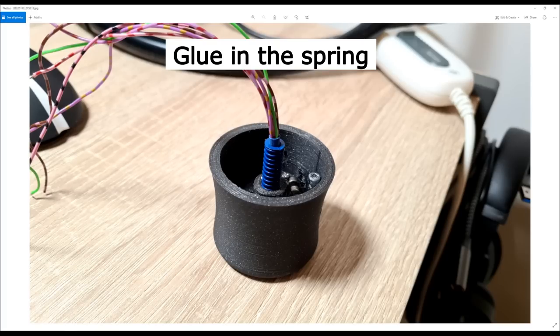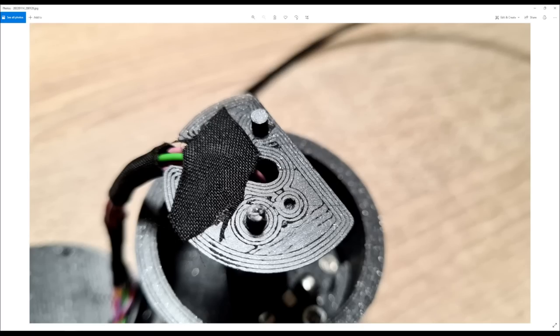As a next step, you can put on the spring, put on this bottom part, and put in the two pins that I showed, which are for positioning. Here I put a tape onto the wires, but it's really not necessary.